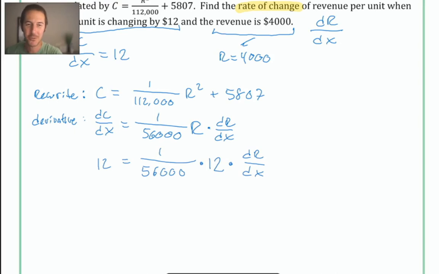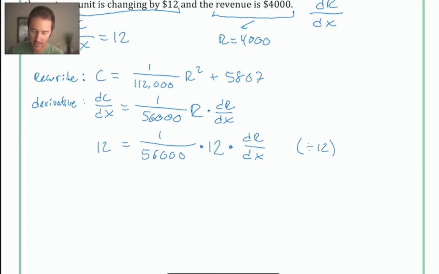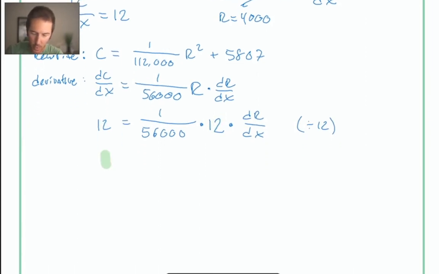The first thing I'm going to do is divide both sides of my equation by 12. And when I do, these 12s are going to cancel out, which means I end up with a 1 on the left-hand side. So don't actually cross those out. I don't ever do that. I would put a 1. Let's put a 1 on this side. We've got the 1 over 56,000. Get that 6 in there. And the dr over dx is still in here. We're solving for dr dx.